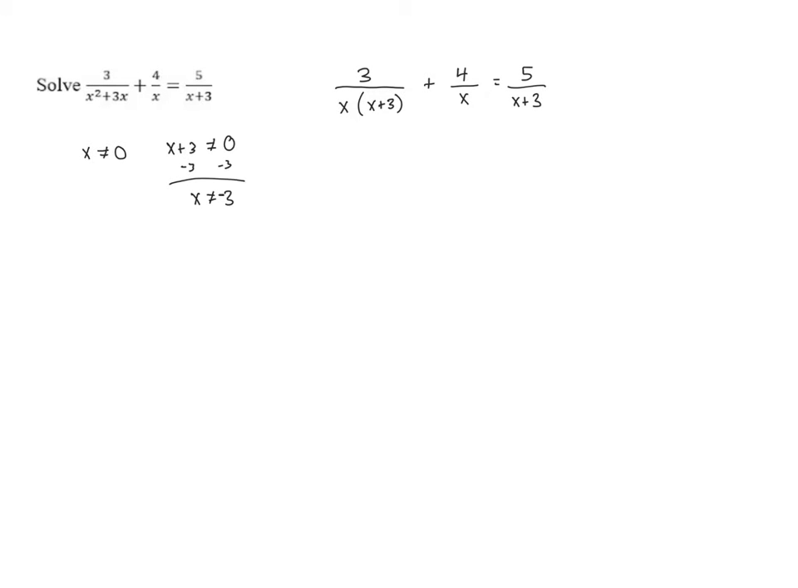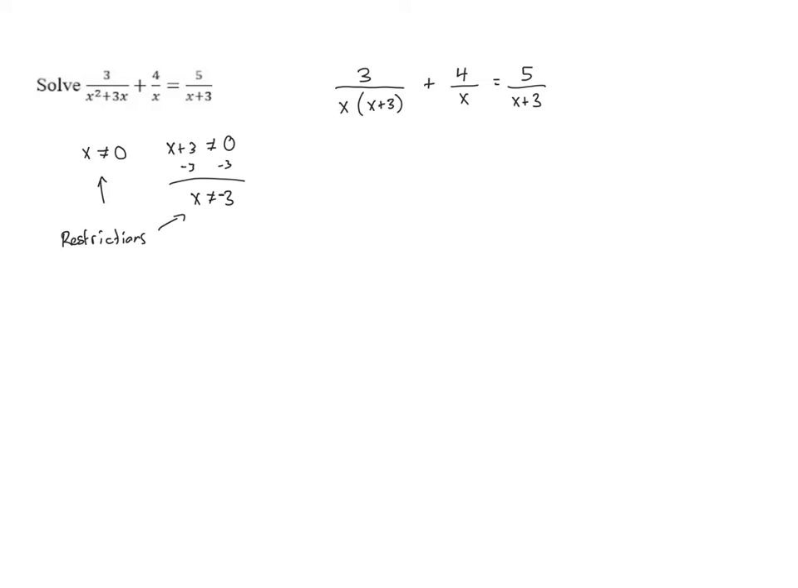If we look at the other denominator, though, those factors are also x and x plus 3. So we know that x can't be 0 and x plus 3 can't be 0, but we've already taken those into account. So in this case, we have two restrictions. x cannot be 0 and x cannot be negative 3.